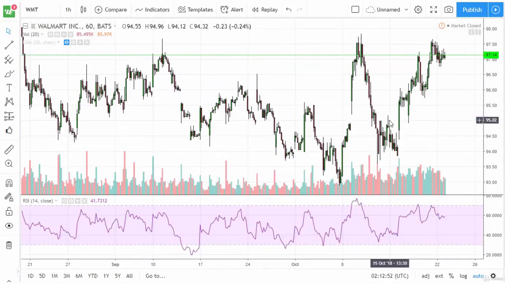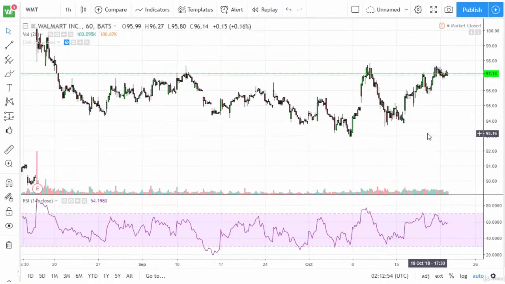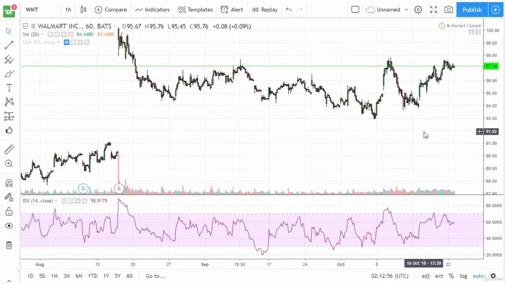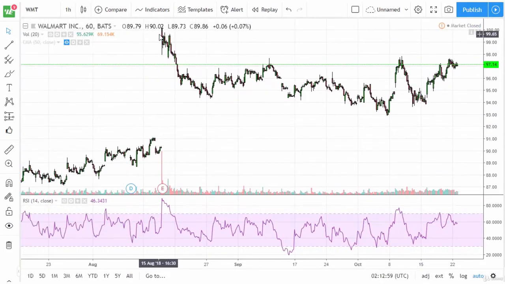And you can see that, interestingly enough, Walmart gapped higher right here on earnings, and we went immediately to overbought, and that's extremely overbought, and we fell right away. And you can see we did, in fact, fall all the way to at least here before bouncing, and here. We did not get a signal here, but we did get a signal there. And that was a buy signal, short-term buy signal.